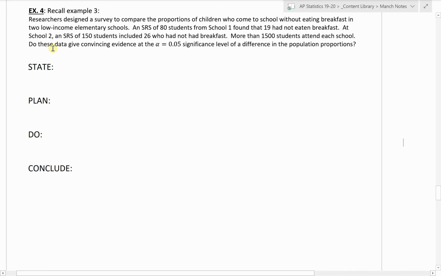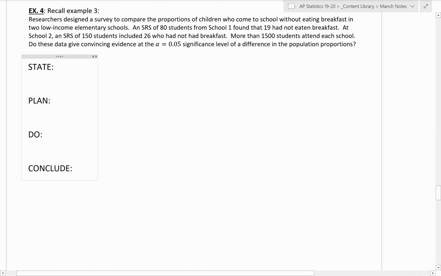Let's look at the example that we were just talking about in the previous video about the children coming to school without breakfast. So, to remind ourselves, researchers designed a survey to compare the proportions of children who come to school without eating breakfast in two low-income elementary schools. A simple random sample of 80 students from school 1 found that 19 had not had breakfast. At school 2, a simple random sample of 150 students included 26 who had not had breakfast. More than 1,500 students attend each school. Do these data give convincing evidence at the alpha equals 0.05 significance level of a difference in the population proportions?